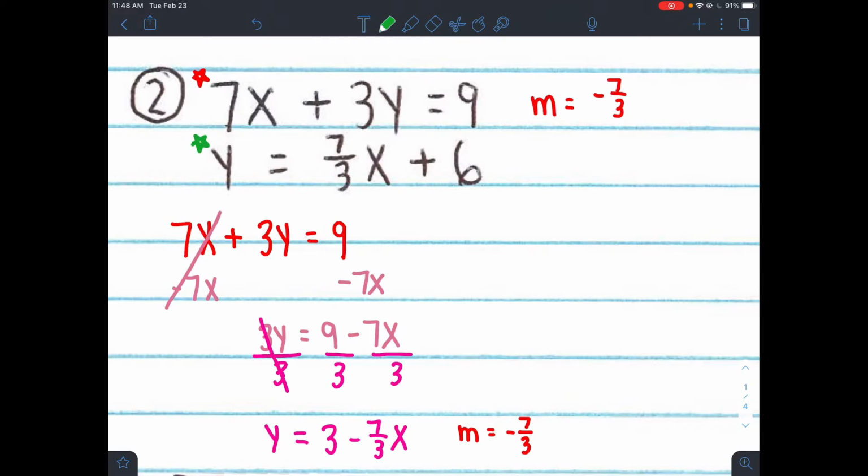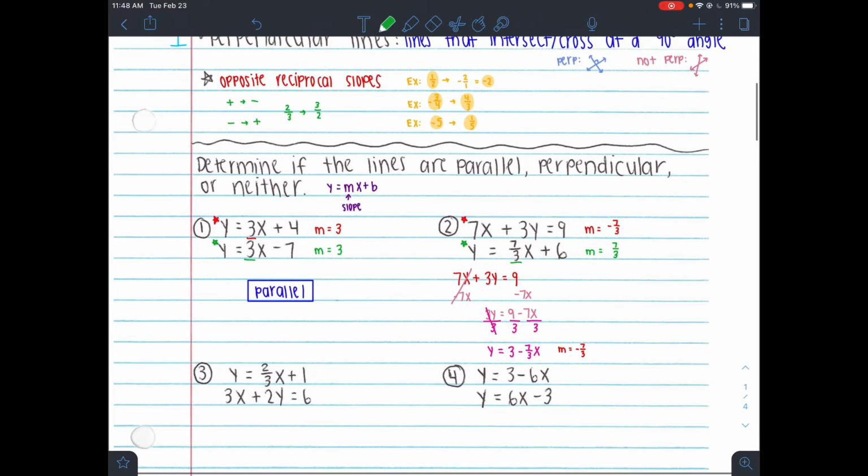Y equals 7/3 x plus 6. Now, what's the slope of this equation? Do we know it already? The answer is yes. It's already in y equals mx plus b. It's in slope-intercept form, so I don't have to do any work. The slope here is 7/3. Okay, so let's talk about if it's parallel, perpendicular, or neither.